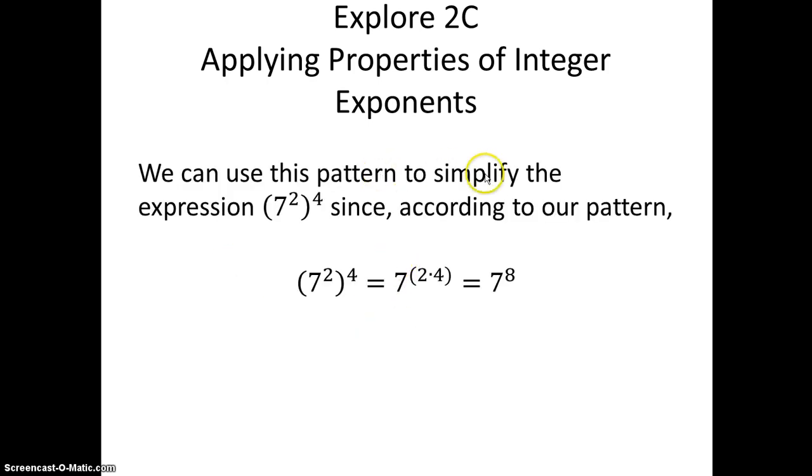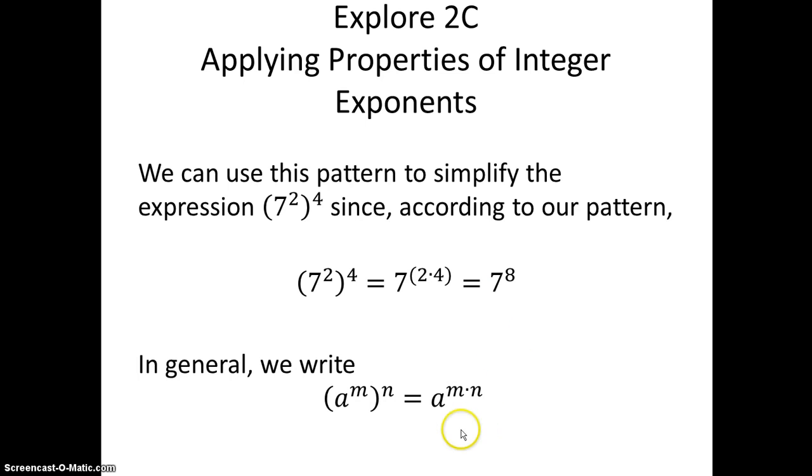You can also use this pattern to simplify this following expression. So what would it be? I would have 2 factors of 7 inside, but I have to multiply that by 4 because altogether I'd have 8 factors. So 7 to the power 2 with all of that raised to the power 4 would be 7 to the power 2 times 4, which is 8.